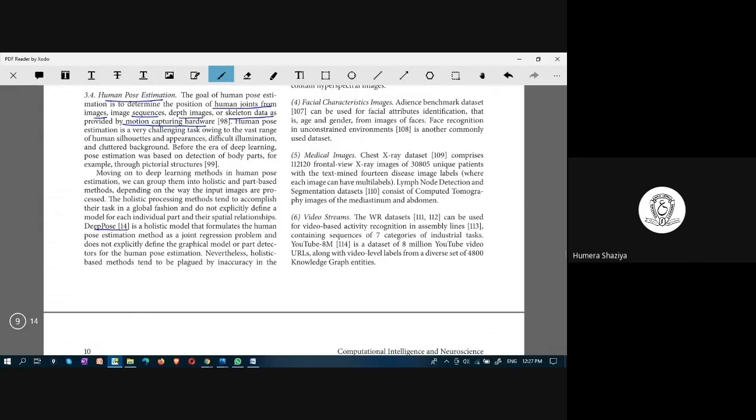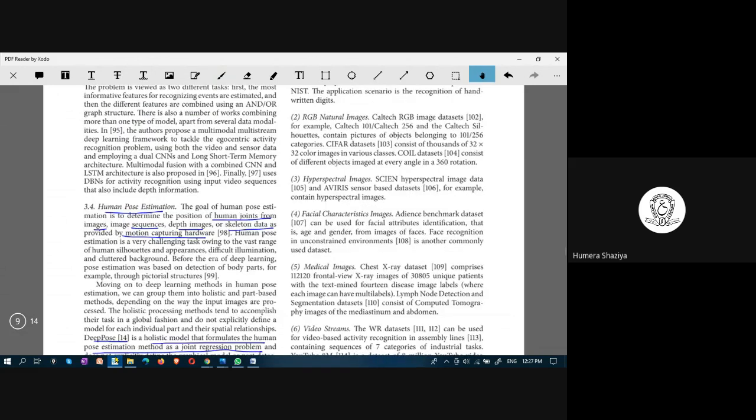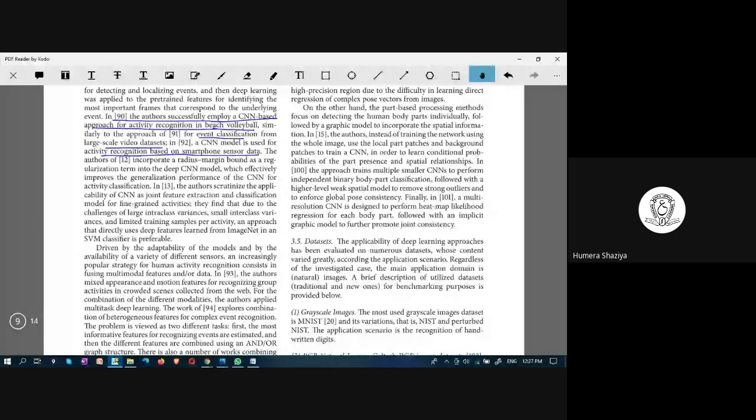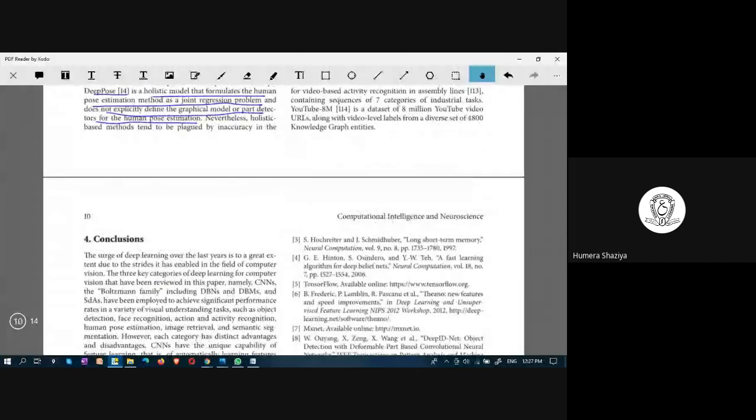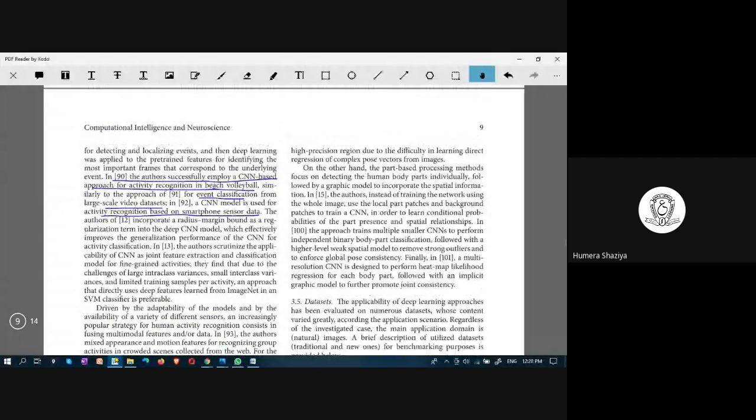through this DeepPose. This is a holistic method that formulates the human pose estimation method as a joint regression problem and does not explicitly define the graphical model or part detectors for human pose estimation. This DeepPose is also a system developed, as in the referenced article number 14. They have formulated human pose estimation as a joint regression problem. Regression.